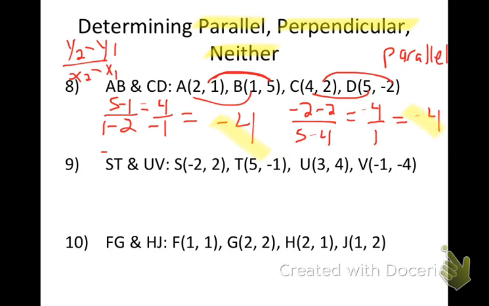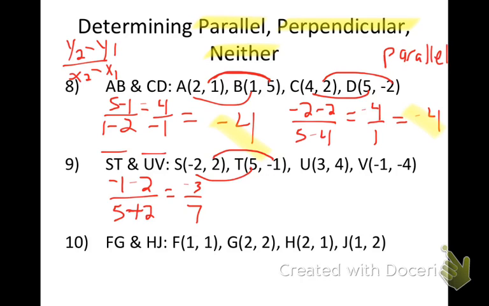So let's try 9. Same thing here. I want to do ST. So I want to find the slope of ST. Negative 1 minus 2 over 5 minus a negative 2. Negative 1 minus 2 is negative 3. 5 minus negative 2 gets me really 5 plus 2, which is 7. So I have negative 3/7 there.